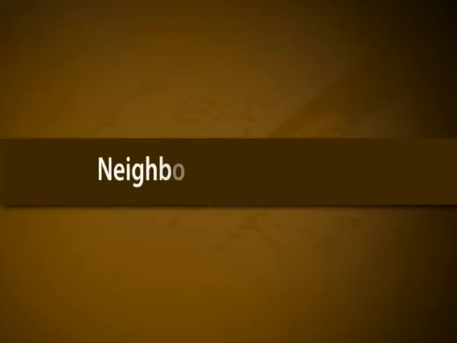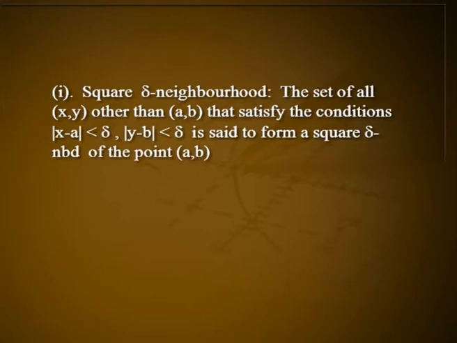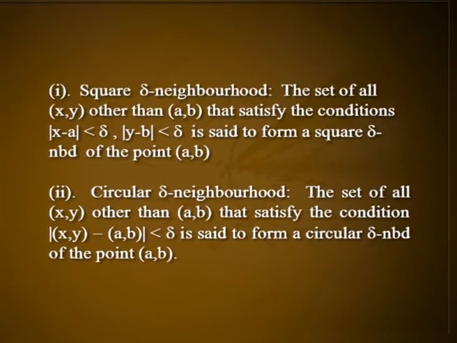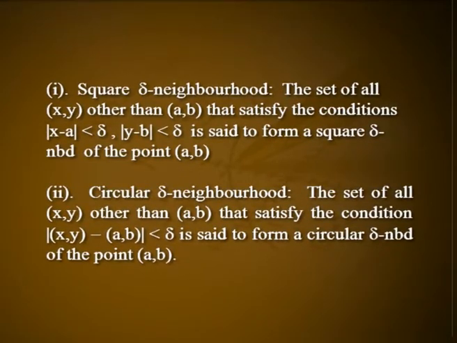The neighboring points of a b in the x y plane can be described as the points within a square or circle centered at a b in the x y plane. Neighborhood of a point. Let delta be a small positive number. Square delta neighborhood: the set of all x y other than a b that satisfy the conditions absolute value of x minus a less than delta, absolute value of y minus b less than delta is said to form a square delta neighborhood of the point a b.